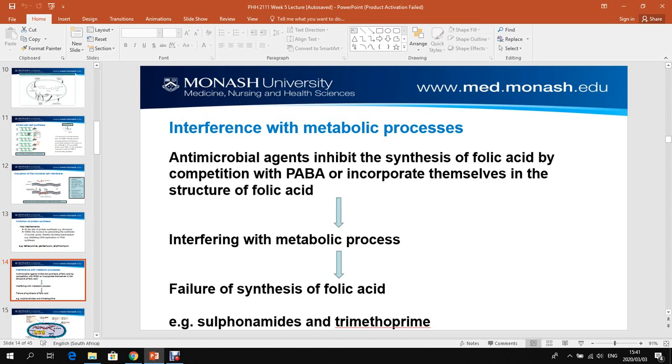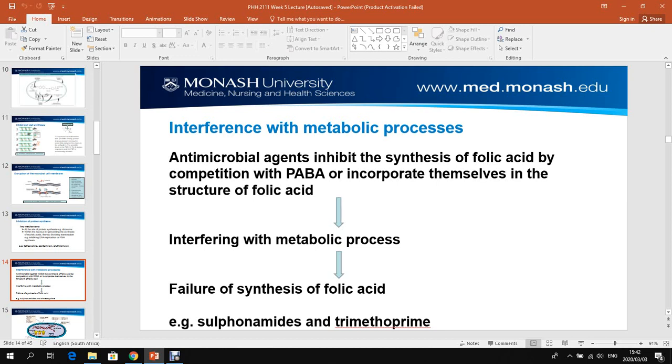So what basically happens is that these drugs will compete with what we call PABA. Basically, it is a 4-aminobenzoic acid molecule. What they'll do is they'll bind and incorporate themselves into the structure of folic acid and interfere with the metabolic process. And eventually there will be failure of synthesis of folic acid.